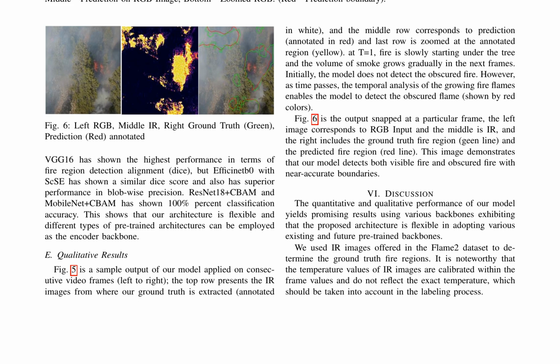The paper also discusses the use of various backbones, including VGG16, ResNet18, EfficientNetB0, and MobileNet, along with different attention types such as CBAM and SCSE. The results indicate that EfficientNetB0 with SCSE has shown a similar DICE score and superior performance in blobwise precision. ResNet18 plus CBAM and MobileNet plus CBAM have demonstrated 100% classification accuracy.